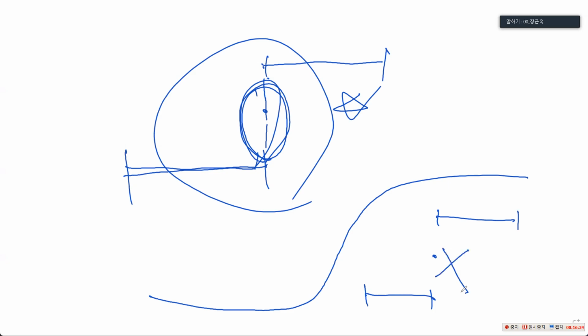However, it is not continuous. Okay? So it is only piecewise continuous. 이게 piecewise continuous와 continuous의 차이점입니다.